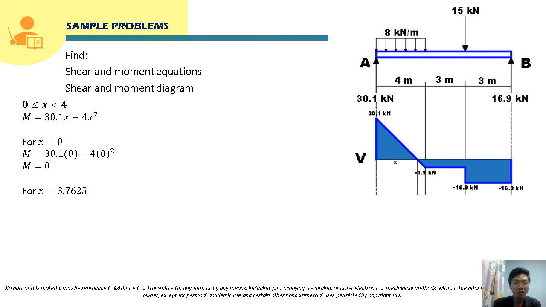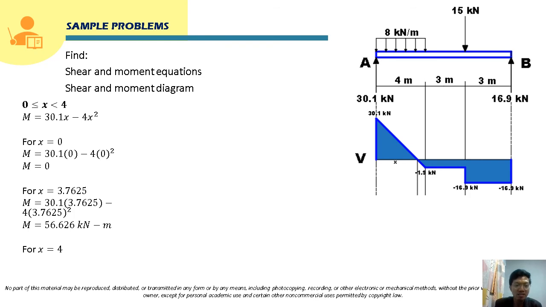Okay, so for the moment, for x equal to, okay, so class, this is the distance x. We are going to solve also for the moment at this point because this is where we can find the maximum moment. So for x equal to 3.7625, the moment here, class, will be 30.1 times 3.7625 minus 4 times 3.7625 squared.